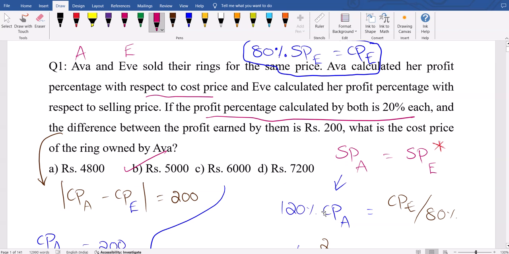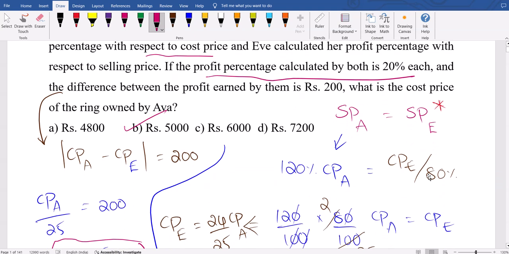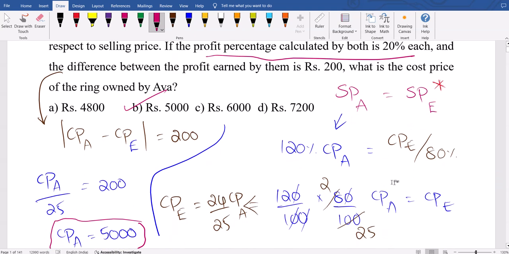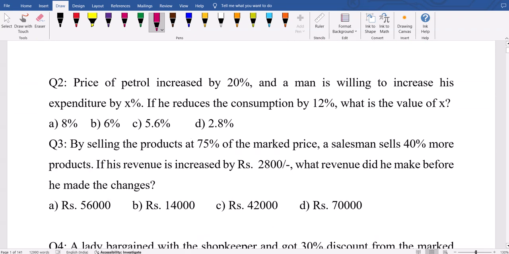By default it is on cost price only, but in some special cases, they may calculate on SP and we have to modify things accordingly. And this is the relation between SP and CP when calculated on SP. So SP equal to CP divided by 80, and cancelling all, CP of E is equal to 24 by 25 times CP of A. You just put that here. So how can you say the cost price difference is 200? Difference between profit is 200. Selling prices are equal, obviously the cost price must be the difference we consider. So cost price of A we got as 5,000. Perfect. Now see the next question.